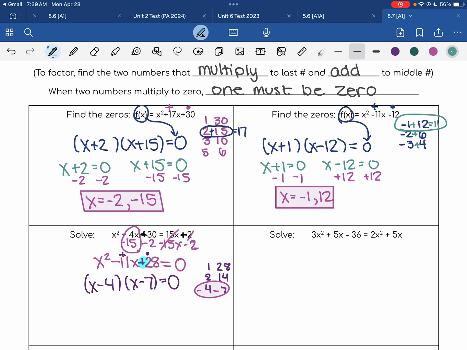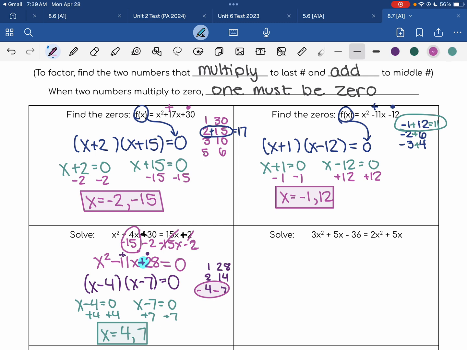And then my answers at the end would be x minus 4 equals 0 and x minus 7 equals 0. To solve, I'm going to add the 4 over and add the 7 over. 0 plus 4 gives me 4. 0 plus 7 gives me 7. Okay, the only tricky part about this one is you had to move everything over yourself.